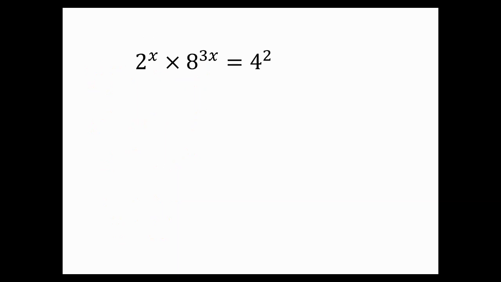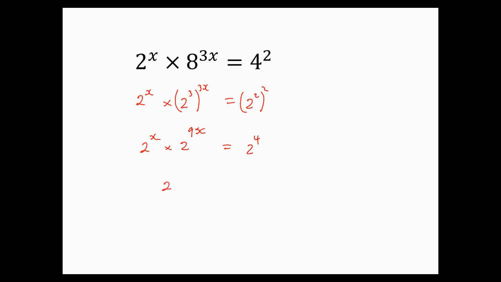All right, let's go to the next example. With this one, we have 2 to the power of x multiplied by 8, which is 2 cubed. 2 cubed to the power of 3x is equal to 2 squared to the power of 2. Okay, then we have 2 to the power of x times 2 to the power of 9x, because 3 times 3x is 9x. And that is equal to 2 to the power of 4.